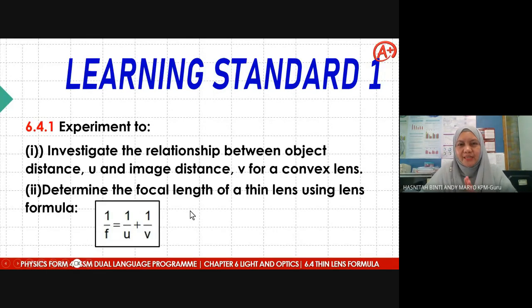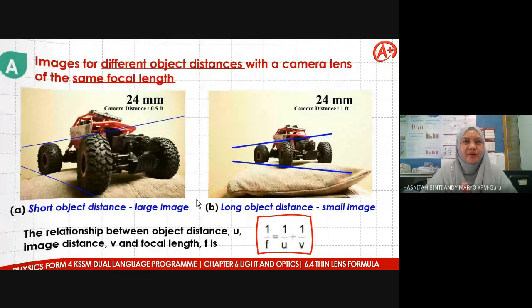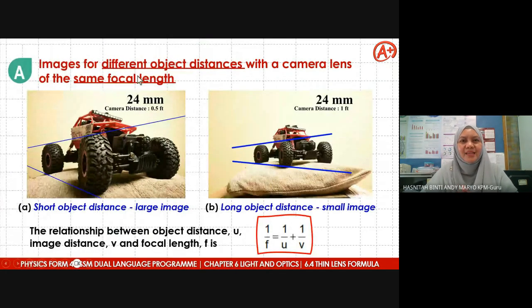Before we go into more detail on this formula and look at the applications, let us first take a look at this slide. You can see there are two diagrams here. Sorry, this is the image of a toy car. For the first situation, you can see there are two images. This situation involves images for different object distances, with camera lenses of the same focal length. In these two diagrams, we are using cameras with the same focal length. The focal length of the camera is 24 millimeter. The second camera is also 24 millimeter.